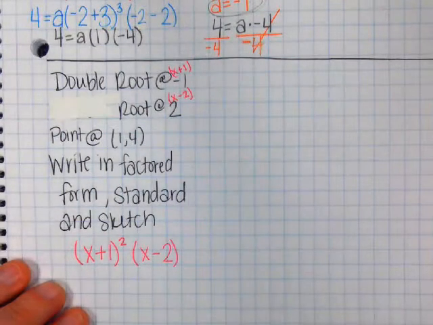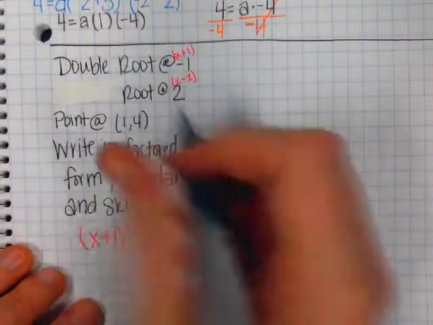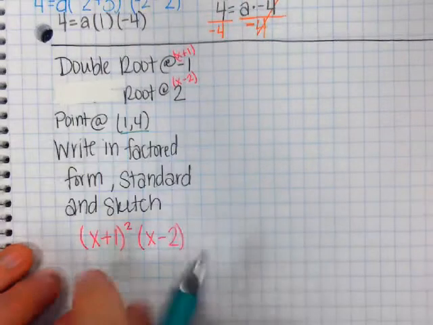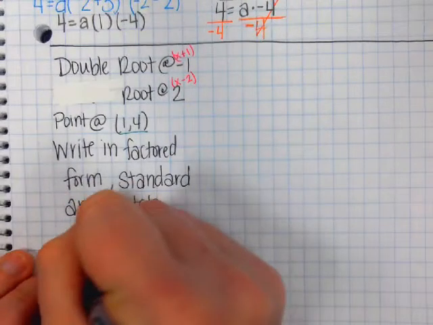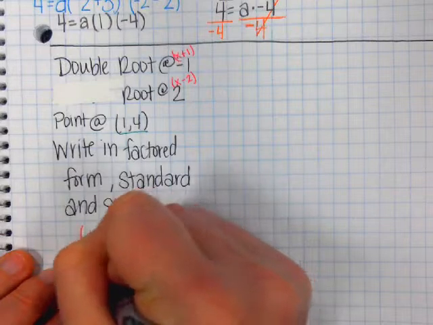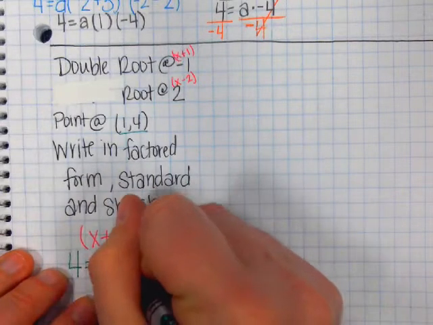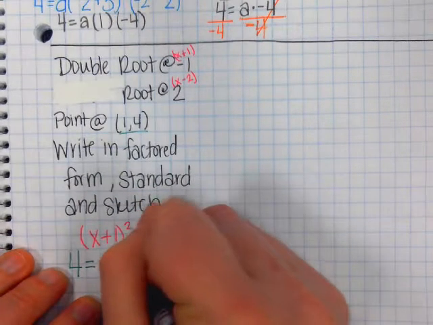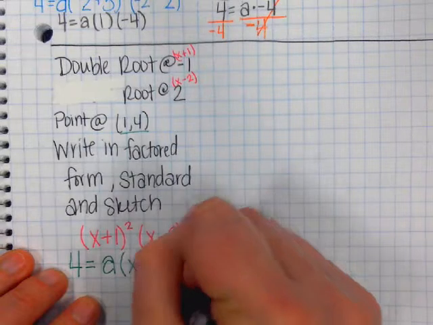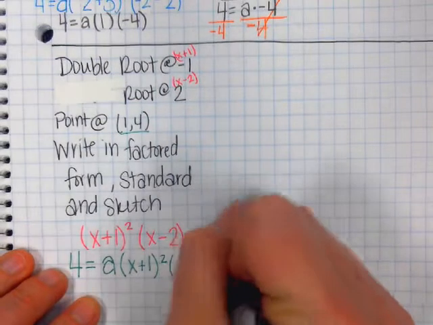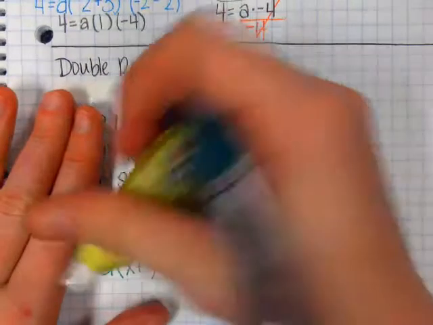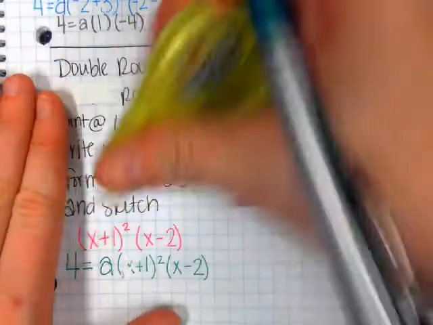Now I need to find the a value. So I need to use this information and plug it in. So 4 is our y value, A times x plus 1 squared times x minus 2.